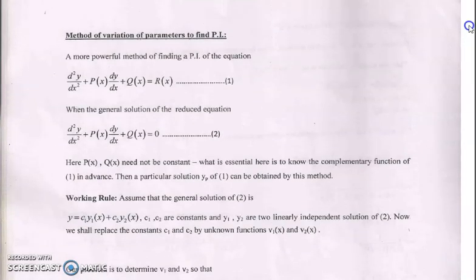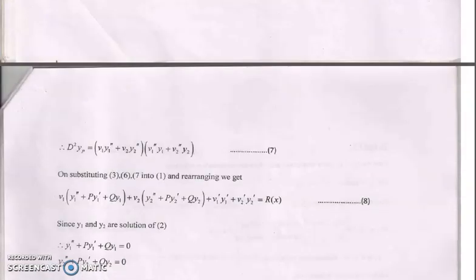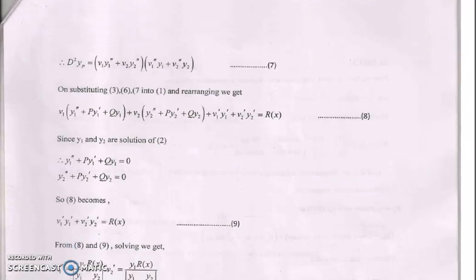On substituting 3, 6 and 7 into equation 1, what happened? This one is your equation 1. Just place d2y dx2 here, because this one is your result. Next, after substituting the v1 terms and rearranging, we get this result.